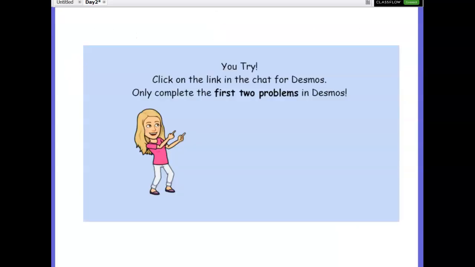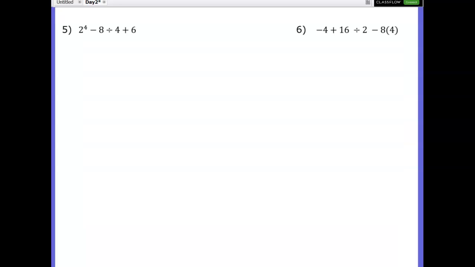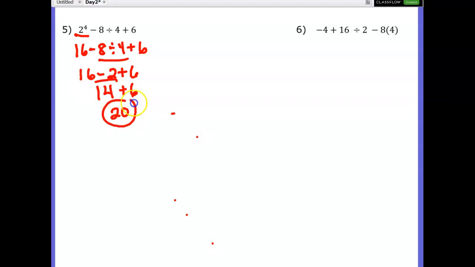All right. So in class, we actually tried a couple of problems in Desmos, but we're going to do them right here. So 2 to the 4th, you're going to start off with your exponent. 2 to the 4th power is 16. All right. 16 minus 8 divided by 4 plus 6. Now we're going to go to our division, 16 minus 2 plus 6. 16 minus 2 is 14 plus 6, and we get our 20.